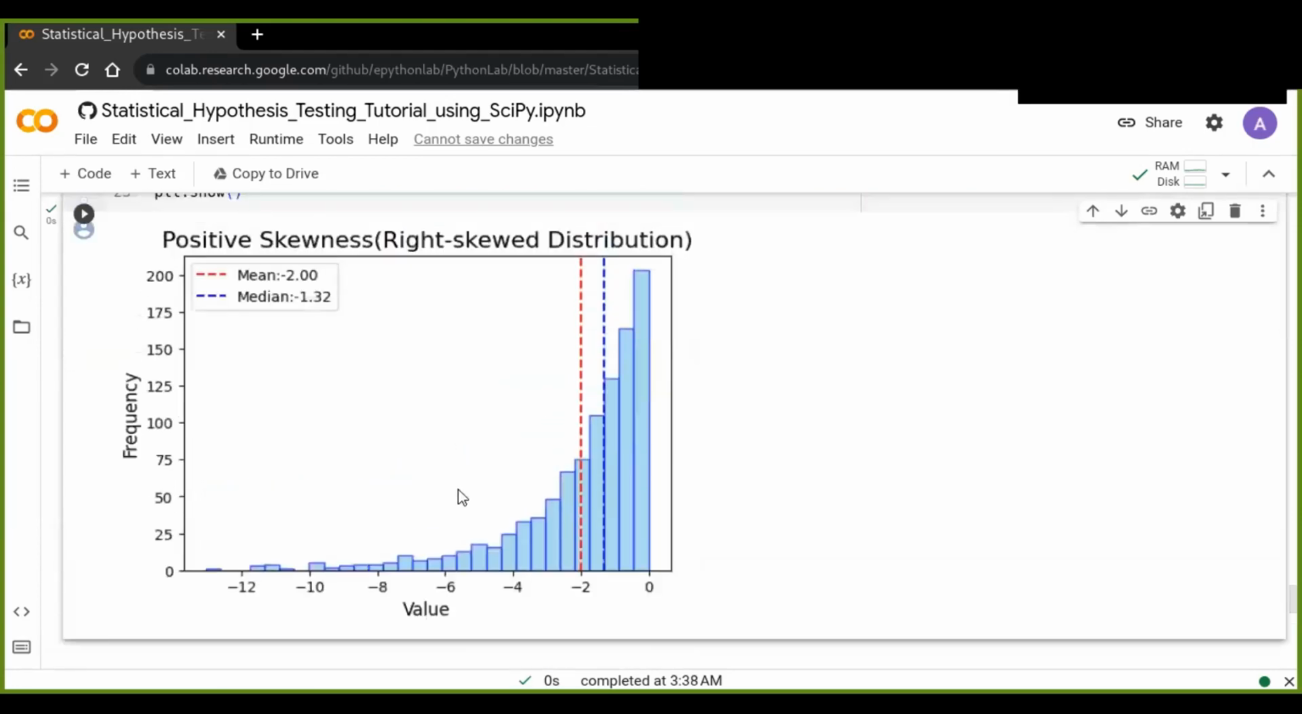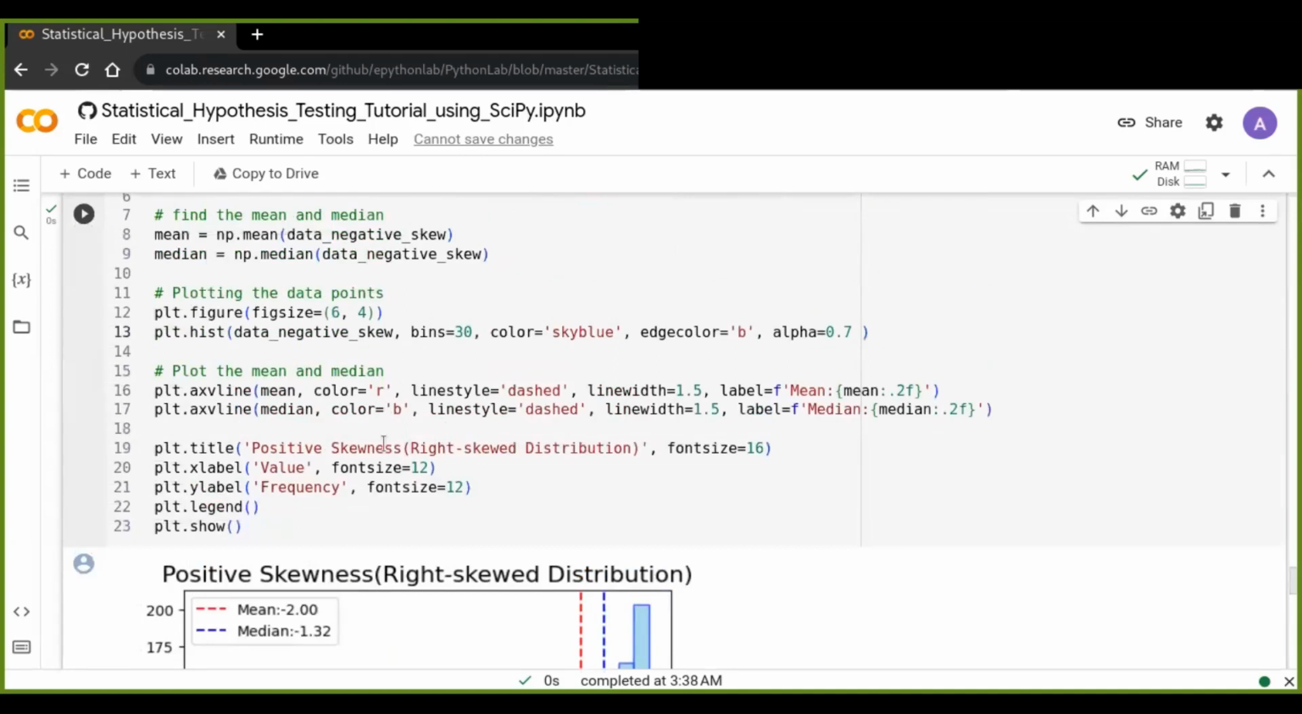So according to this, the data is skewed to the left. According to the negative skewness, it occurs when the tail on the left side is longer or fatter than the right side. So the mean is this one. The red dashed line represents the mean, and the blue line represents the median of the data. So this is not a positive skewness, it is a negative skewness.